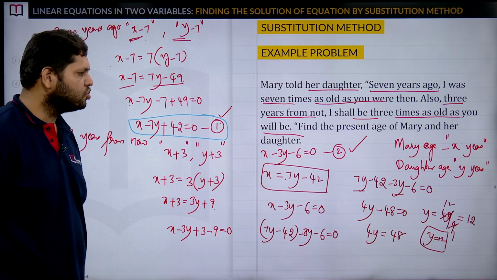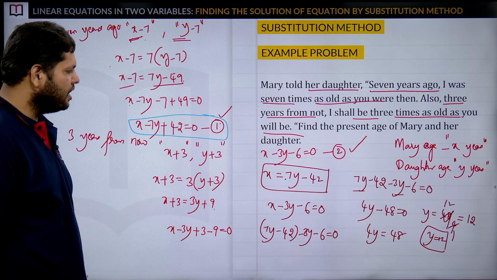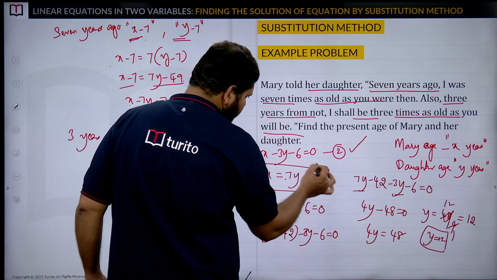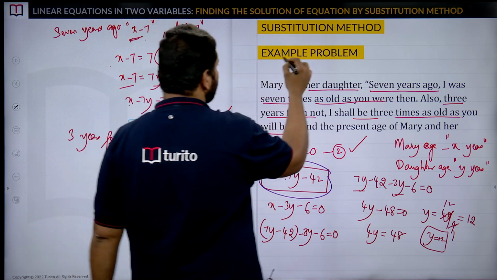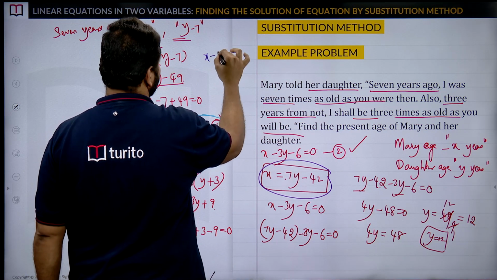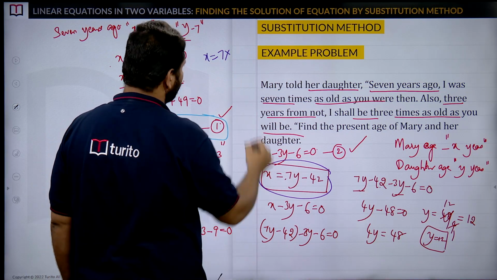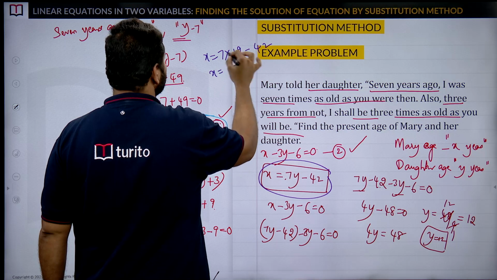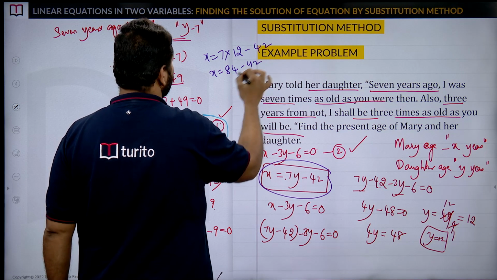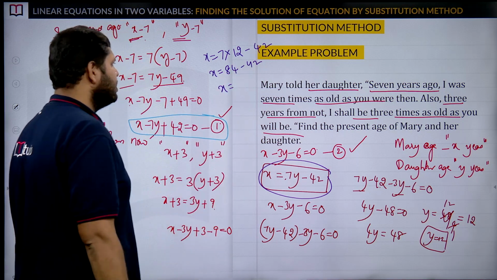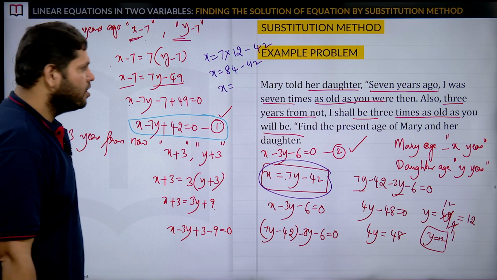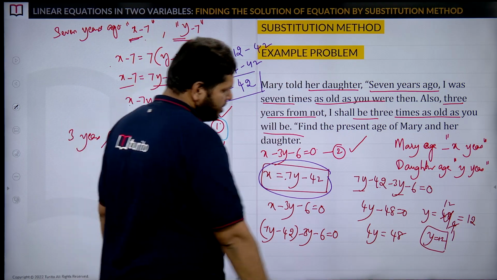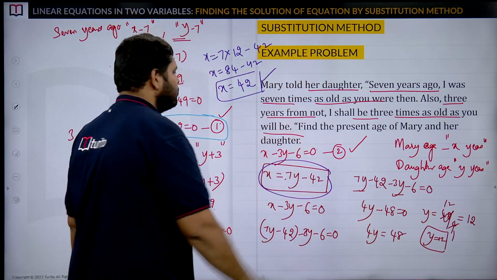Children, we got y is equal to how much? 12 is the answer. Now take the y value and substitute here. So x is equal to 7 into the y value, which is 12, minus 42. 12 sevens are 84, and 84 minus 42 is 42. So y is equal to 12 years and x is equal to 42.